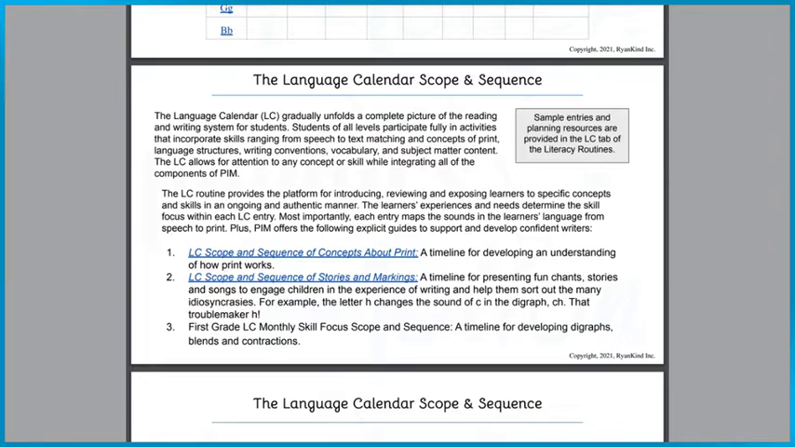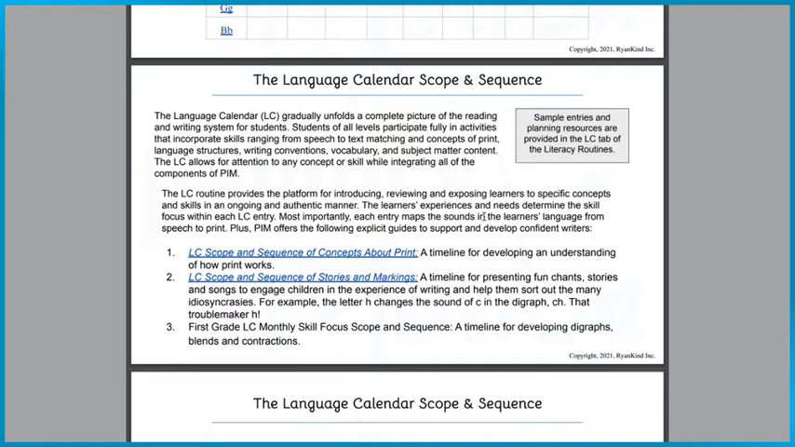The language calendar is really about offering spiraling teaching, and this is why the scope and sequences do overlap, but they are not totally match for match, and that is intentional because it's about offering spiraling and opportunities for repeat exposures in an authentic and natural way.